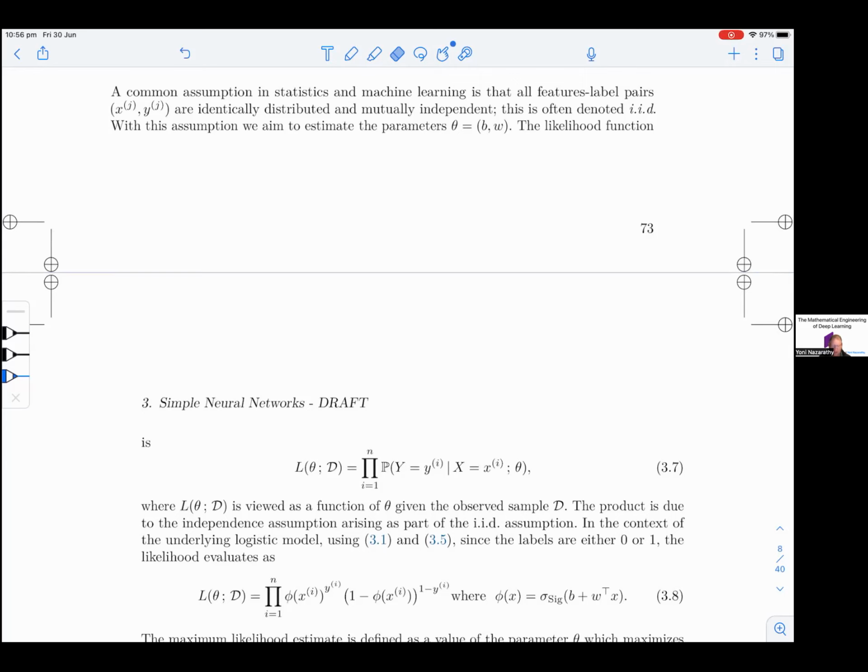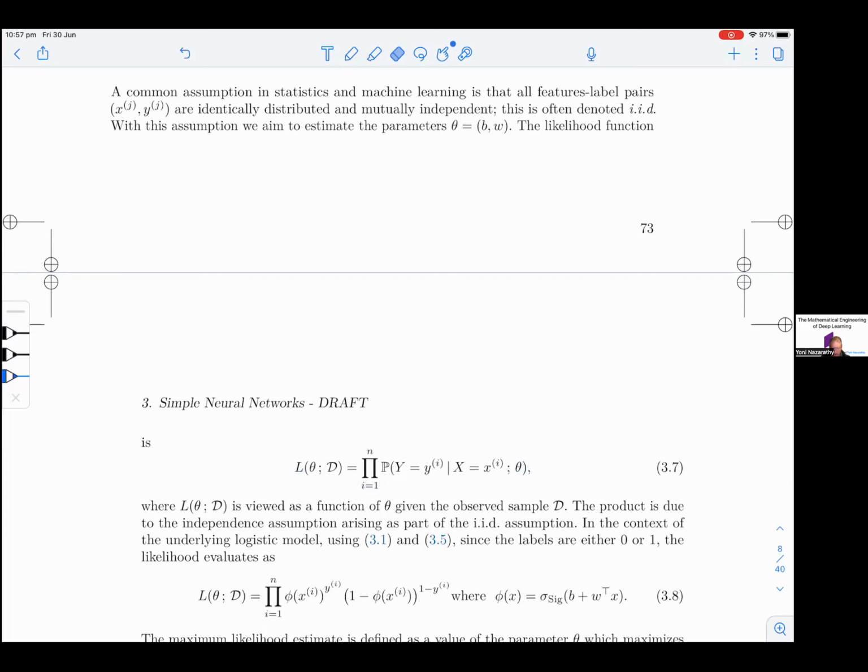The likelihood function in this IID case is: the likelihood of theta given the data is the product of the probabilities of y being yi given x equals xi, where L of theta, D is viewed as a function of theta given the observed sample D. The product is due to the independence assumption arising as part of the IID assumption.